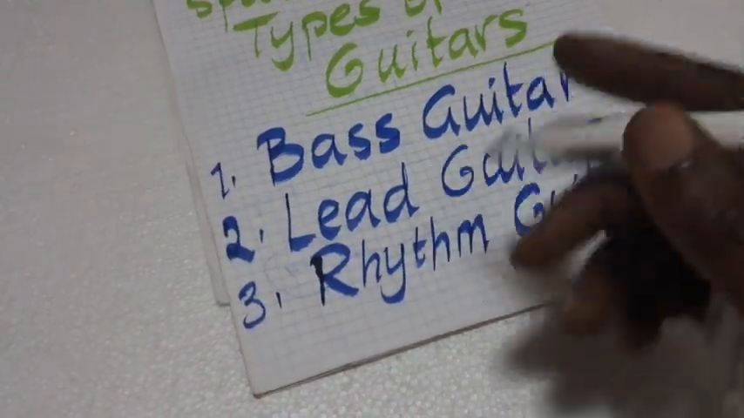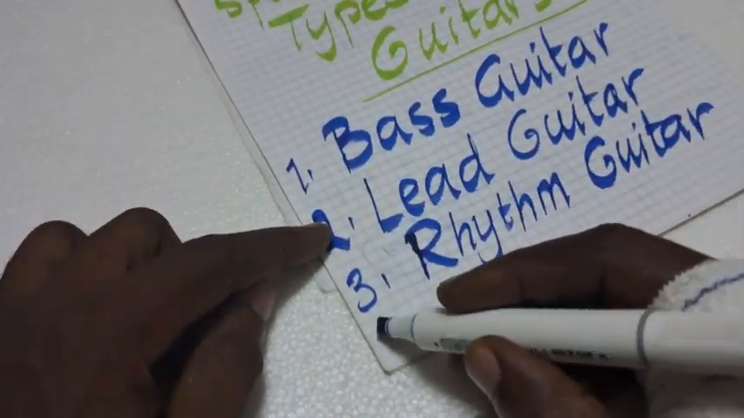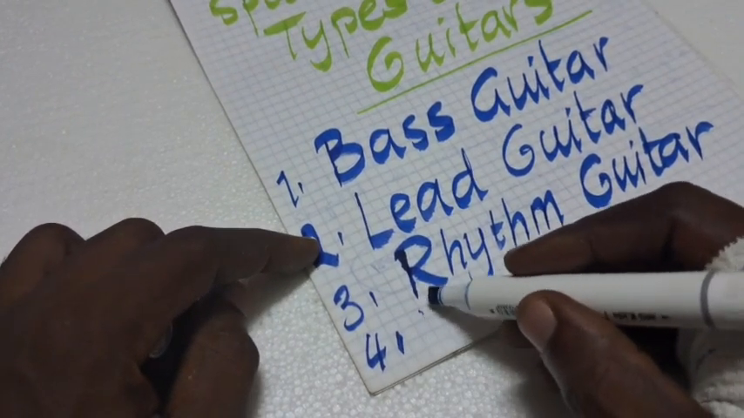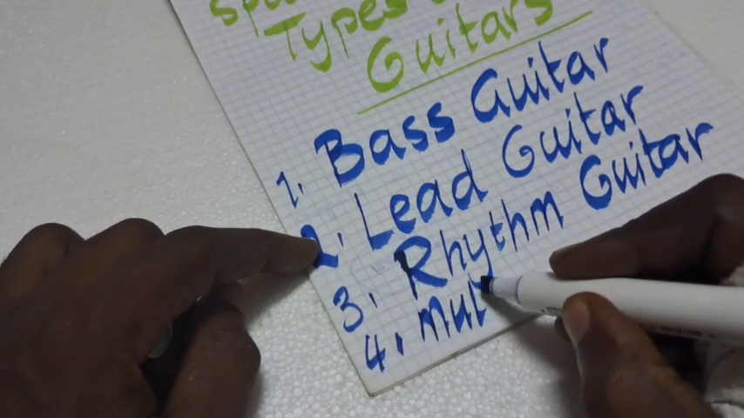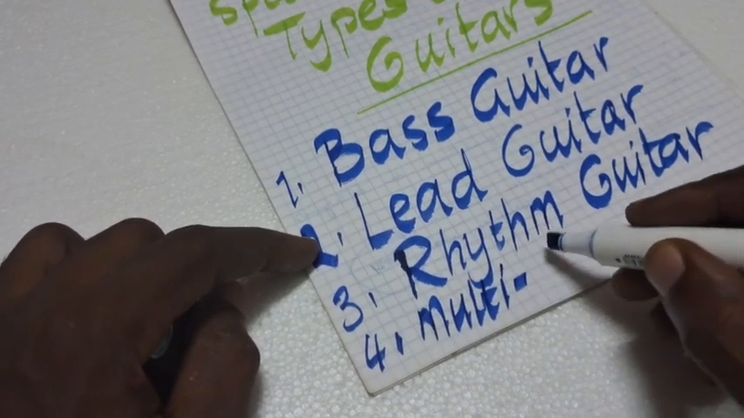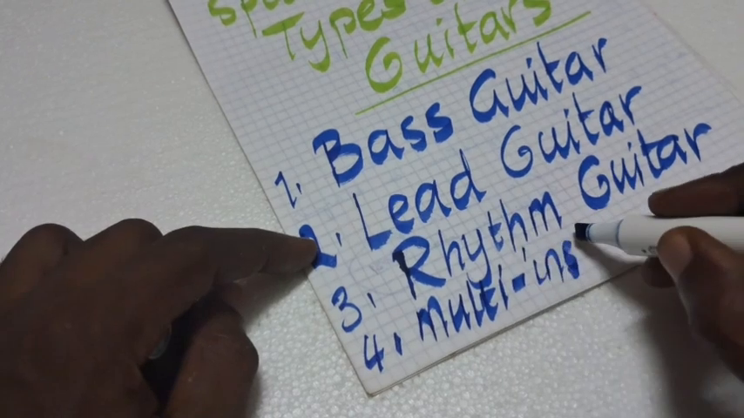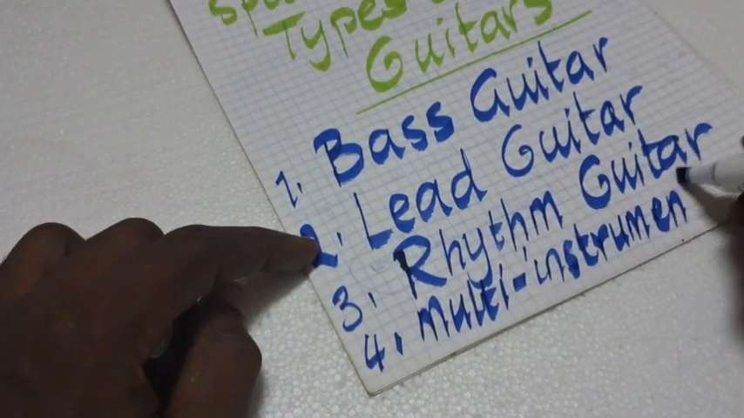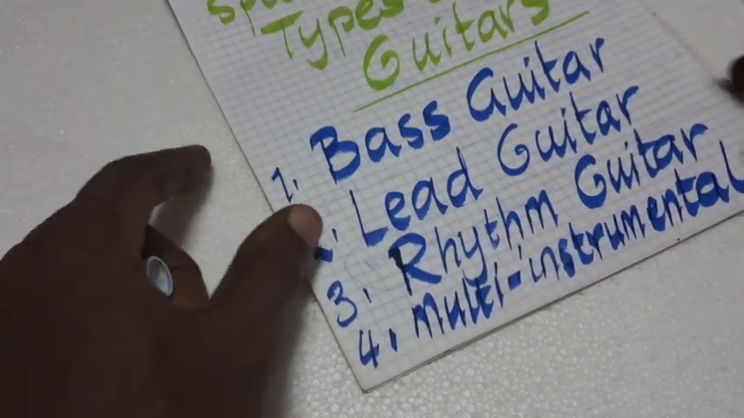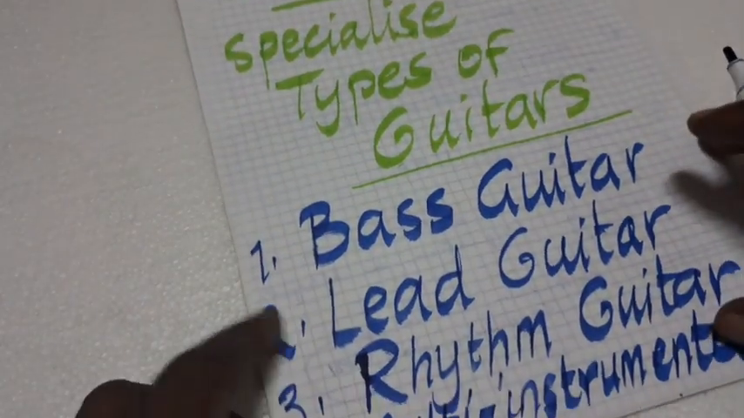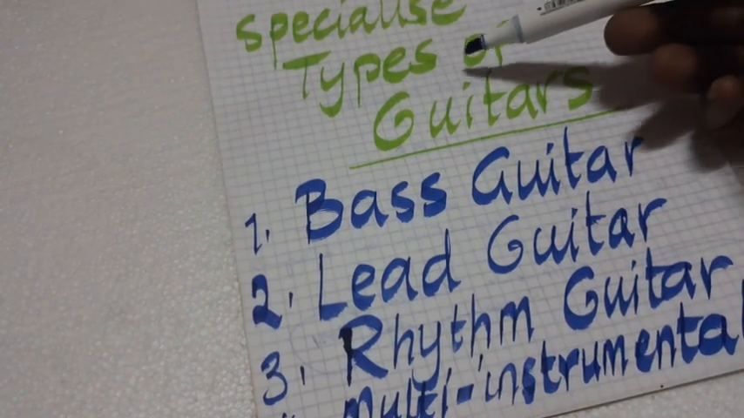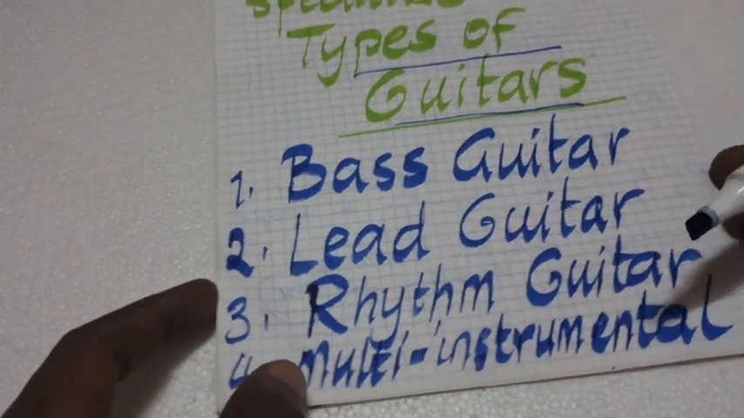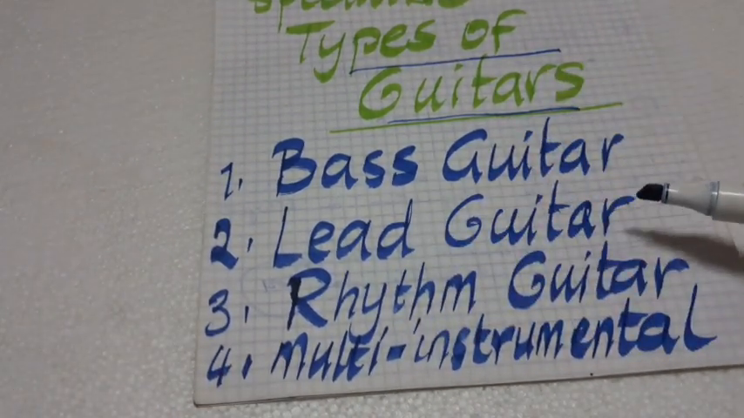Then in this category, we also have, let's call it number four, the multi-instrumental guitar. We'll just stop at multi-instrumental. There are different ways, as we said, although we said types of guitar, but as we begin to explain, you will see that there are different ways of categorizing guitar.